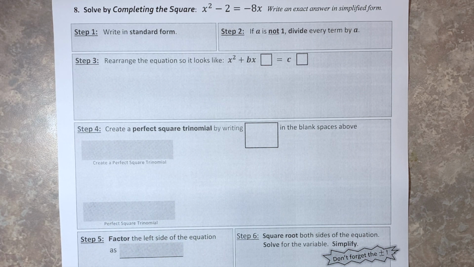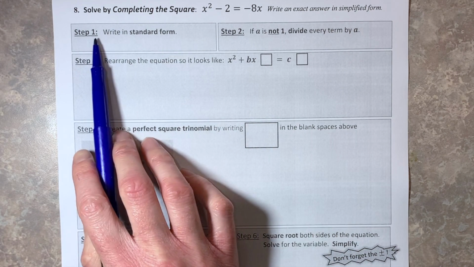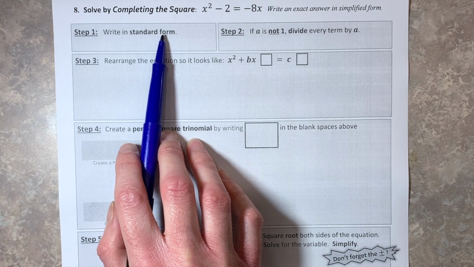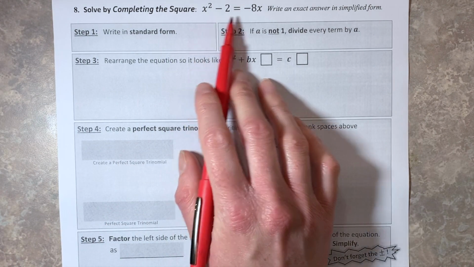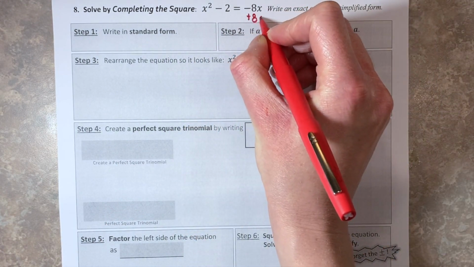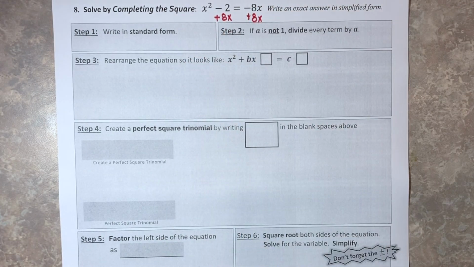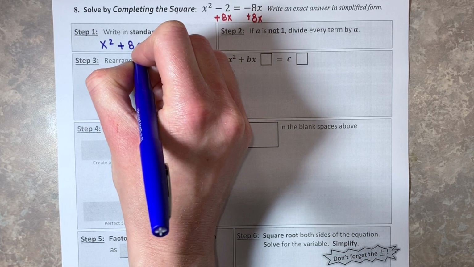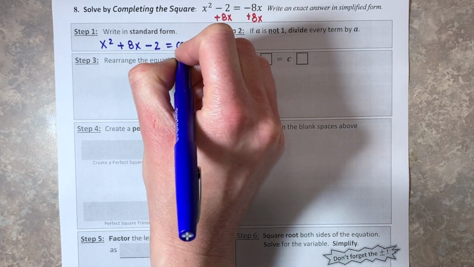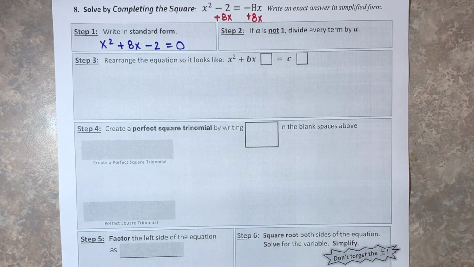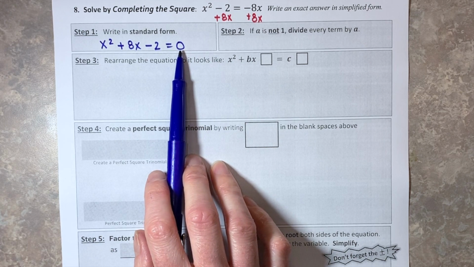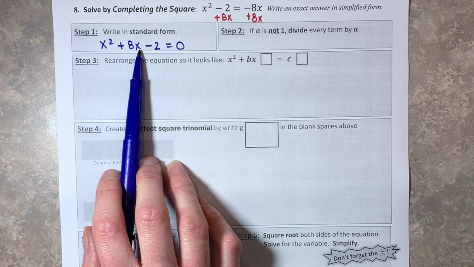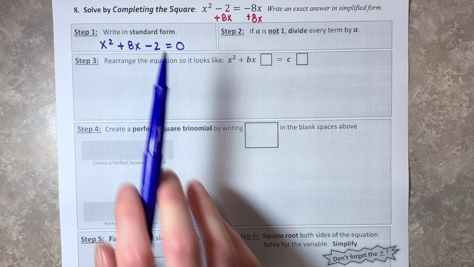When you solve a problem by completing the square, the first step is to write it in standard form. Standard form means we want it equal to 0. So to get this in standard form, let's add 8x to both sides. And that will leave us with x squared plus 8x minus 2 is equal to 0. This is standard form. For standard form, we want it equal to 0, and for standard form for trinomials, we put the x squared first, the x term in the middle, and the constant last.